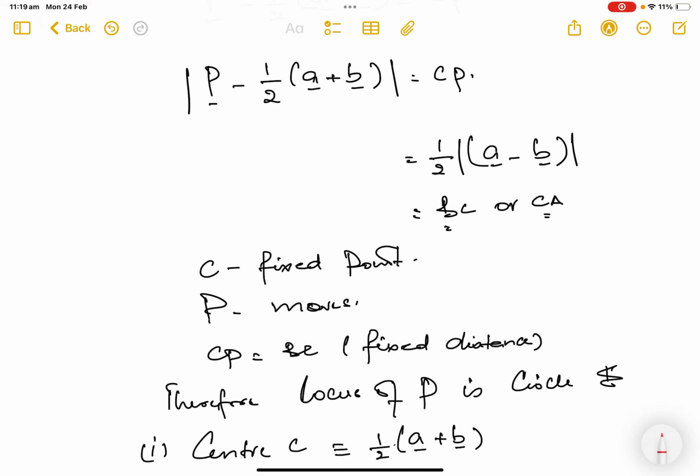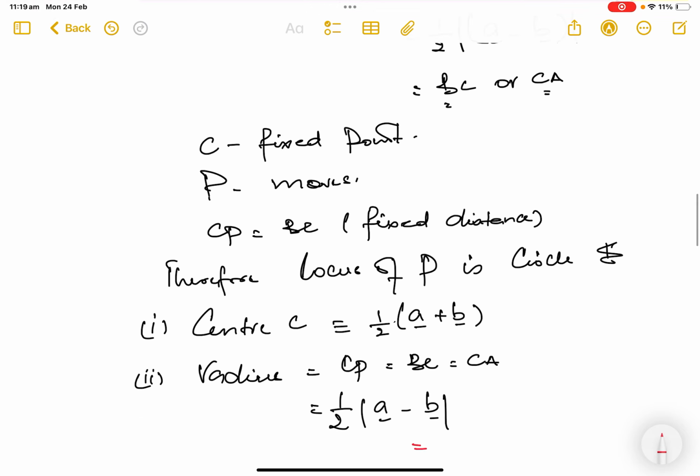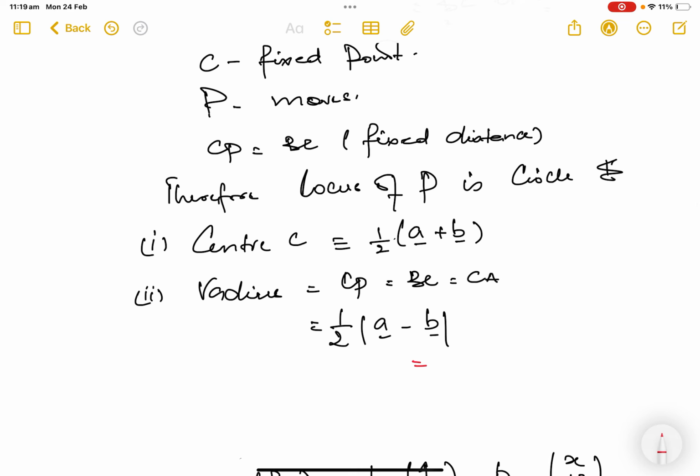Therefore, that distance is fixed, and it actually moves from the point C. So C is a fixed point, and P moves, and CP is equal to BC, a fixed distance. Therefore, the locus of P is a circle. That's as simple as that.